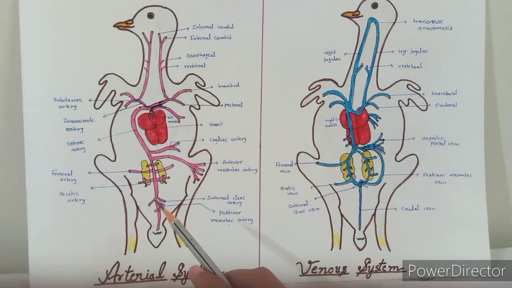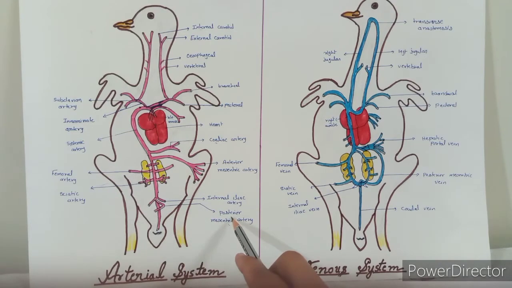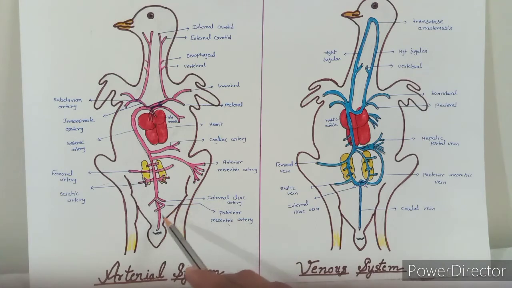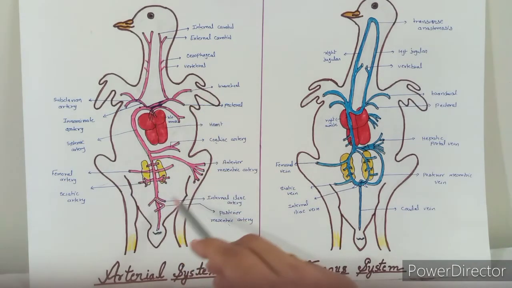Now an unpaired posterior mesenteric artery goes to the large intestine. This is the posterior mesenteric artery. This goes to the large intestine, and at last the dorsal aorta goes to the caudal artery. This is the caudal artery, which goes to the tail. This is all about the dorsal aorta.